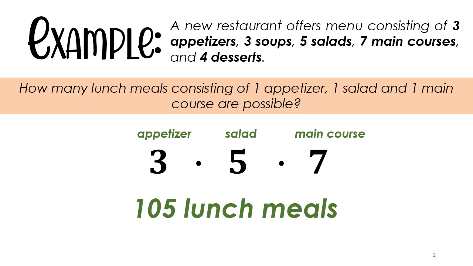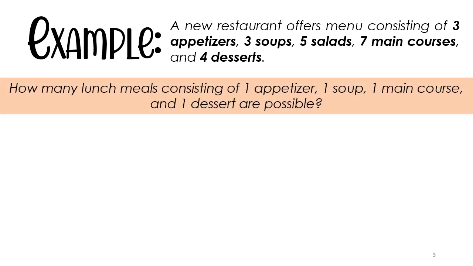So that is how you apply the fundamental counting principle in finding the total number of outcomes. The next question is, how many lunch meals consisting of 1 appetizer, 1 soup, 1 main course, and 1 dessert are possible? Again, for the appetizer, we have 3 choices. For the soup, this time we have 3 choices. So there we have 3 times 3.